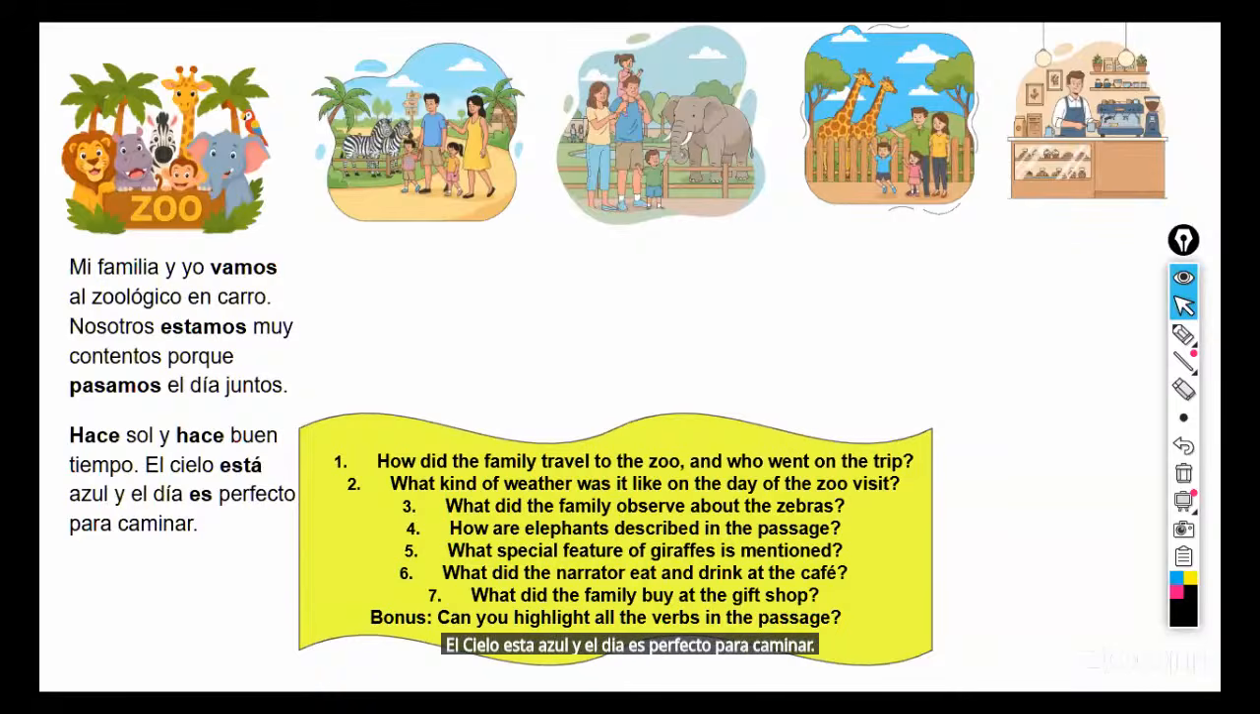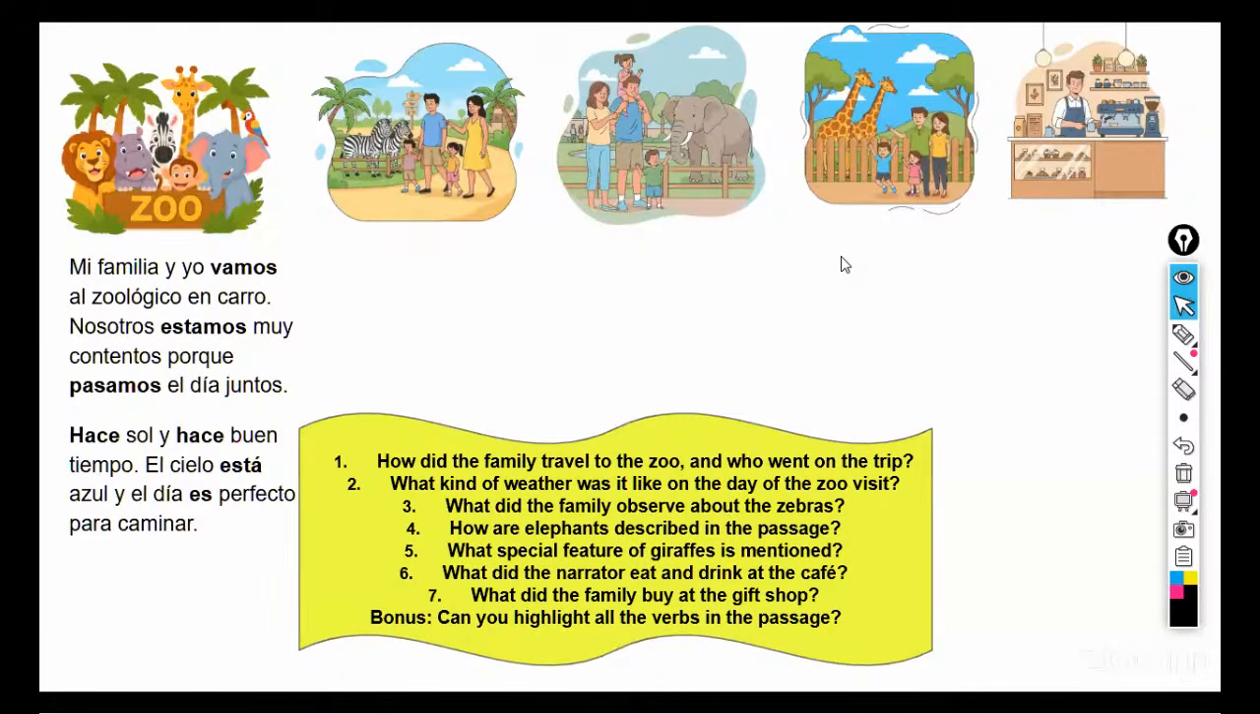All right, who could tell me the answer to the first question? How did the family travel to the zoo and who went on the trip? We're going to answer questions first and come back to the vocab list. You do not need to write the questions. You could write zoo passage. Right, so they went by car.